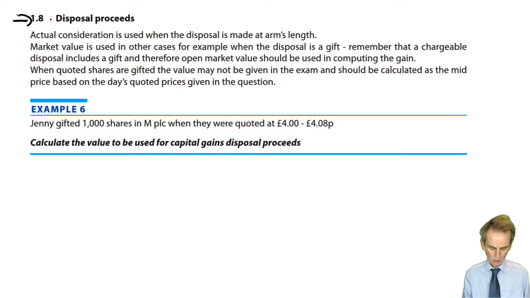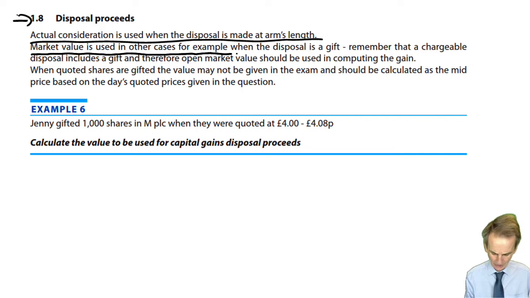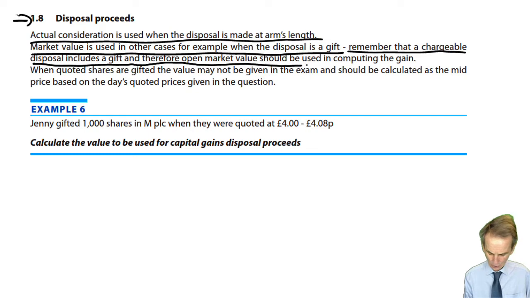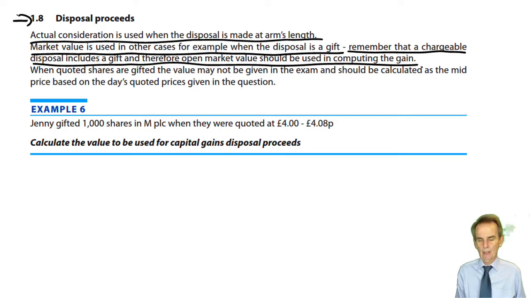Firstly, disposal proceeds. We want the actual consideration when the disposal is made at arm's length. But market value would be used in other cases, for example, when the disposal is a gift, the most usual situation. Remember that a chargeable disposal includes a gift, and therefore open market value should be used in computing that gain. And that applies whether the gift is an outright gift or a sale at undervalue. I sell to my son an asset worth £30,000 for £10,000. Whether I've actually got proceeds of £10,000 or nothing at all, the open market value of that asset is £30,000, and the gain, therefore, is based on that value.